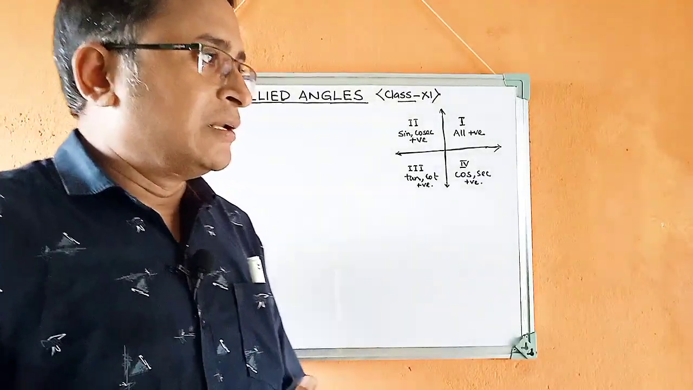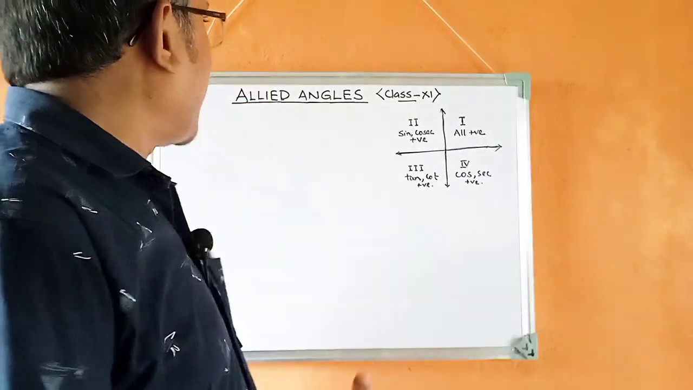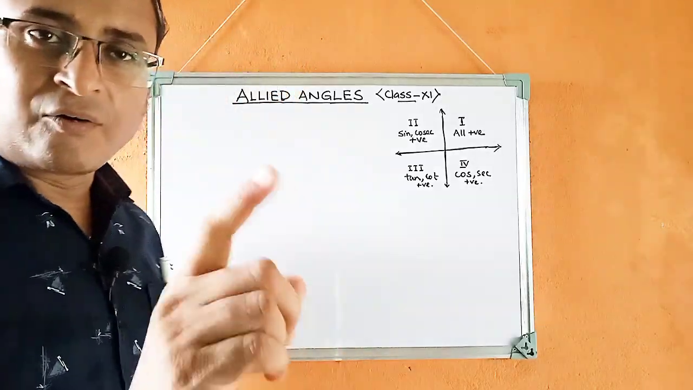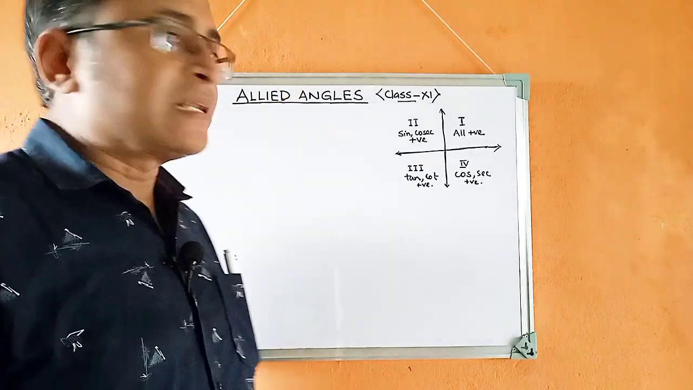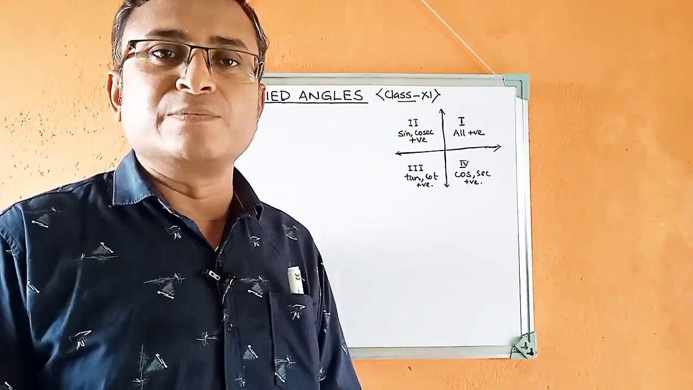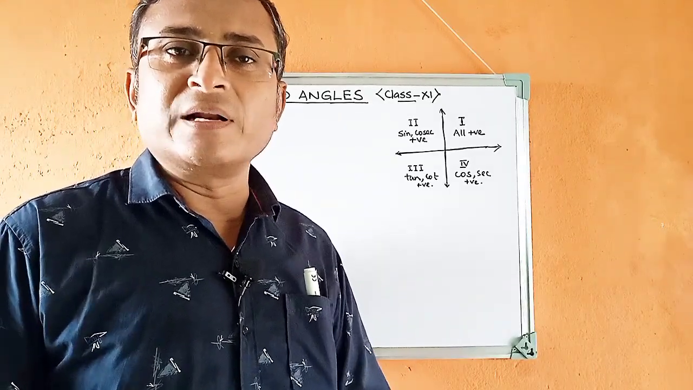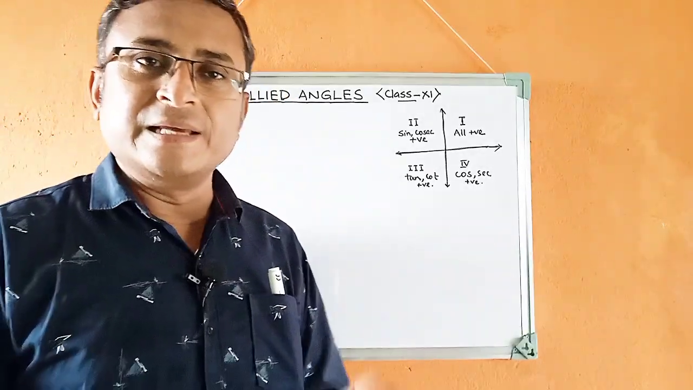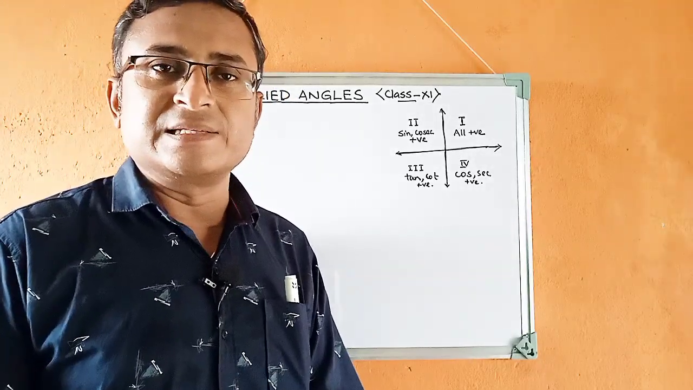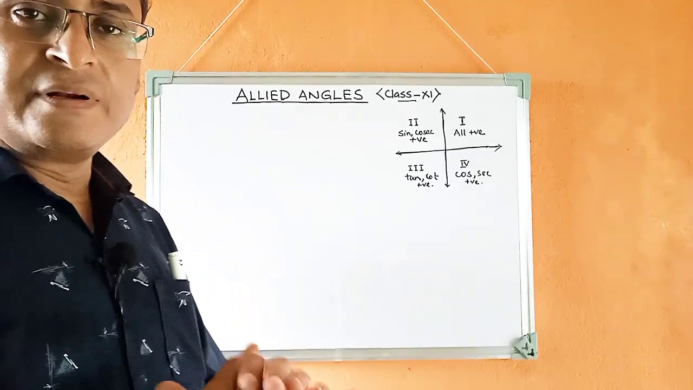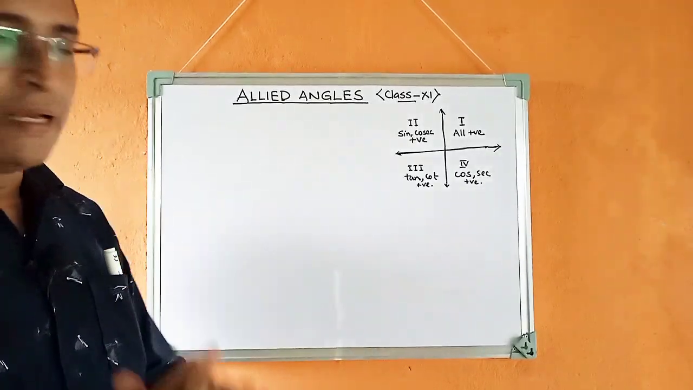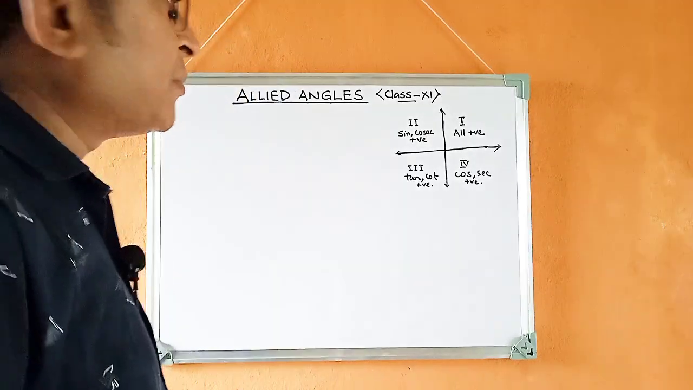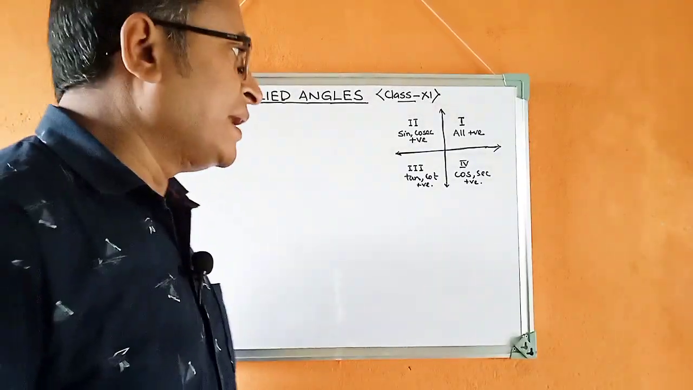First of all, see what an allied angle is. Two angles are called allied if their sum or difference is a multiple of pi by 2 or 90 degree. I repeat, two angles are called allied angles if their sum or difference is a multiple of pi by 2 or 90 degree.